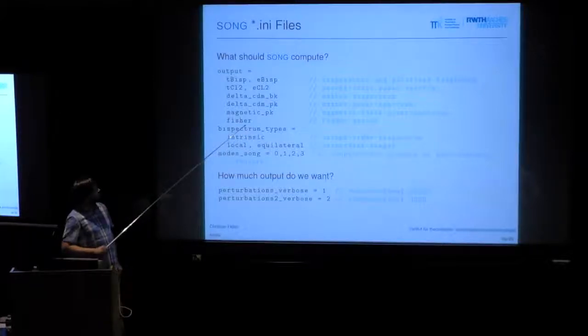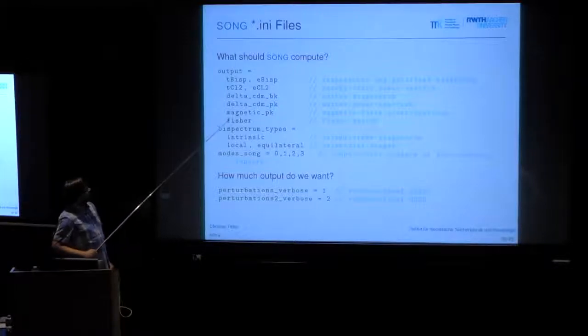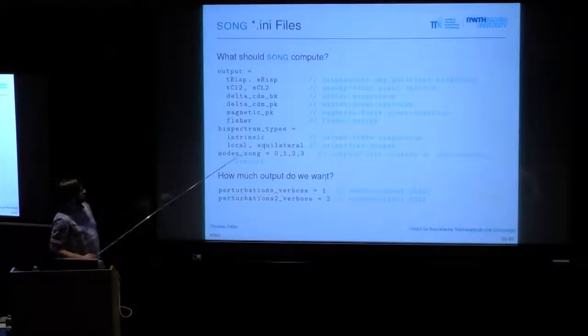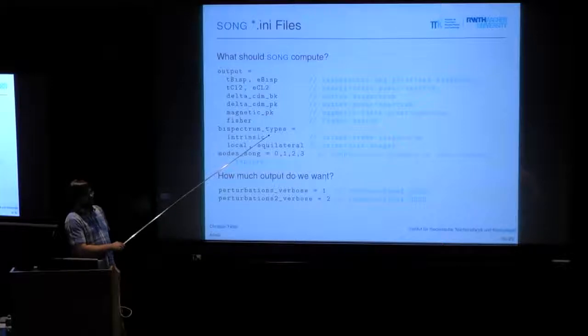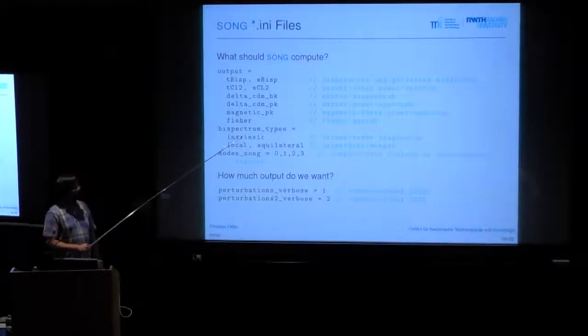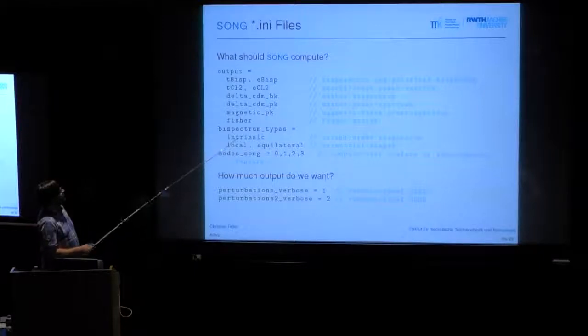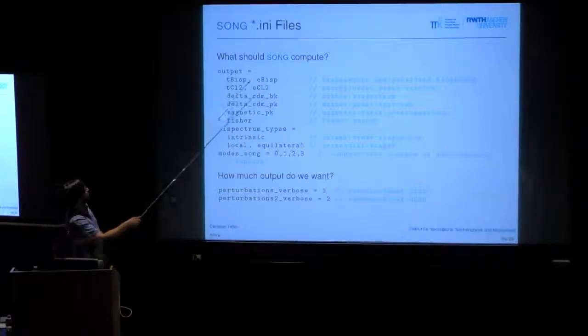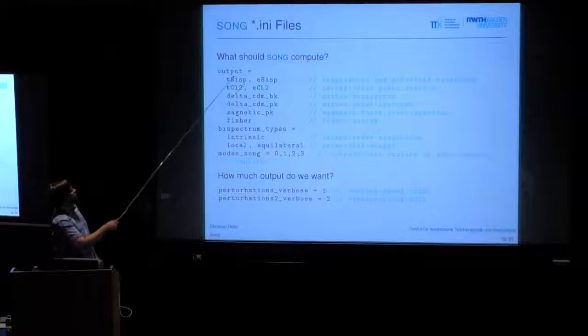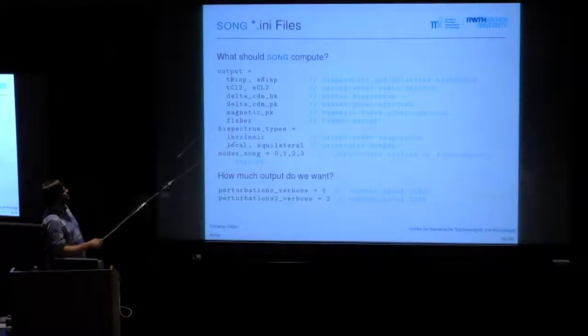And then typically you want to compute the Fisher matrix if you're interested in the non-Gaussianity. And if you want to compute the Fisher matrix, you also need to tell the code which bispectrum types you want in the Fisher matrix. And the intrinsic is the one that is for the second order part of the calculation. So the intrinsic bispectrum type refers to these two quantities here. So if you just select T-bisp, then intrinsic is T-bisp. If you select T-bisp and E-bisp, then intrinsic is the combination of T-bisp and E-bisp.